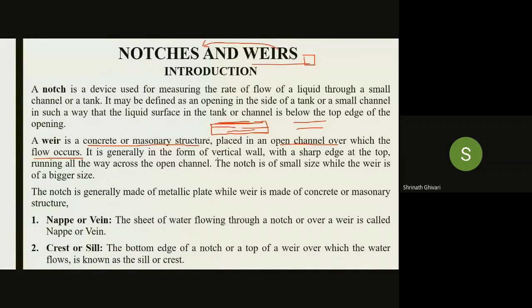It is generally in the form of a vertical wall with a sharp edge at the top, running all the way across the open channel. The notch is of a small size, while the weir is of a big size. I have told you that notch and weir are the same, but a notch is made of a metal plate and is very small compared to the weir. Weirs are mainly made of concrete or masonry structure.